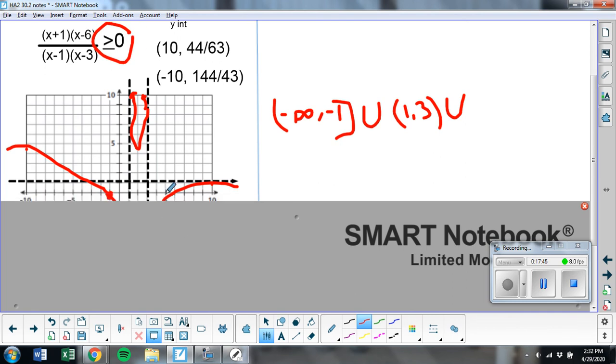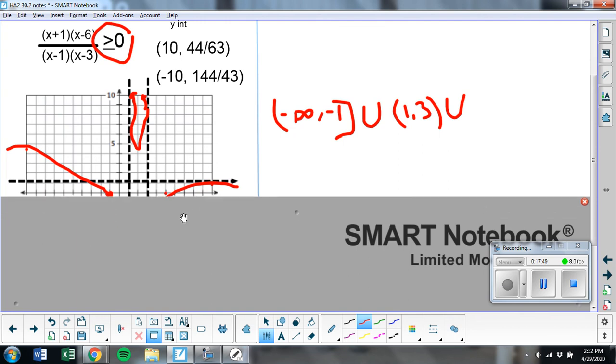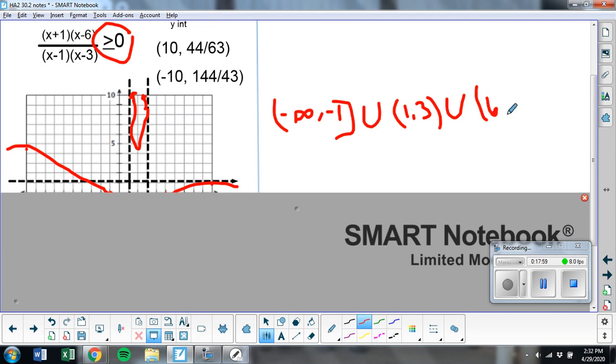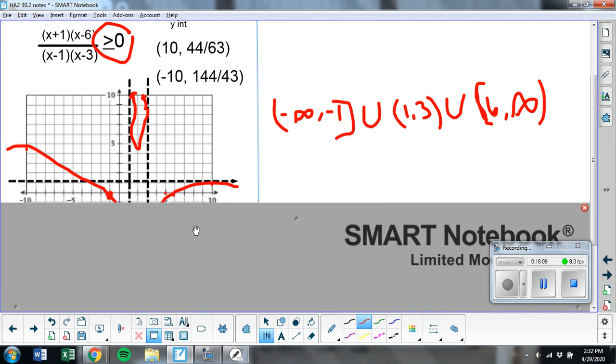So that is at, looks like, what number is that? It's right here. That's a height of 0. So 6. And then it goes on to infinity. So this is my answer. Oh, and I can include 6 because it can be equal to 0 there. It has an exact height of 0 and it's not a vertical asymptote.